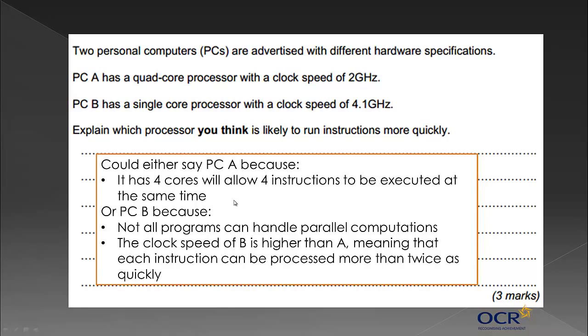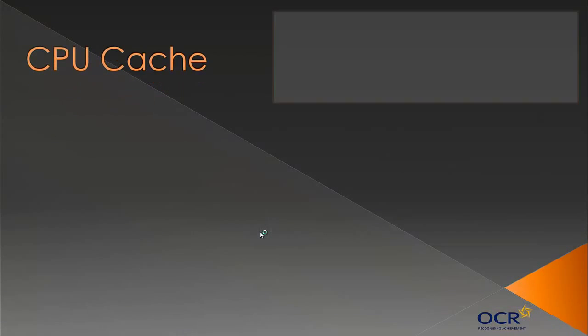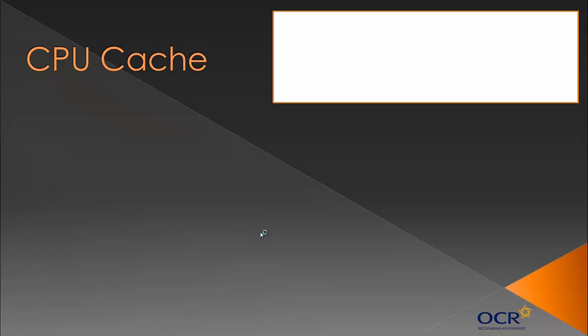These 4 cores allow 4 instructions to be executed simultaneously. Or you could say PCB, and if I was in the exam I'd write PCB. This is because not all programs can handle these parallel computations. Not every program will be able to do this, so instructions won't be run as quickly for some programs, and the clock speed of B is higher than A, meaning that each instruction can be processed more than twice as quickly. You can see this clock speed is twice as big as this one, so each instruction will be processed twice as quickly. Quite simple sort of questions you get on this topic, but important to understand.